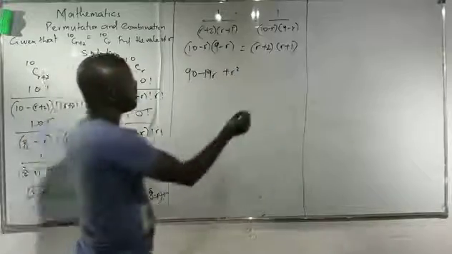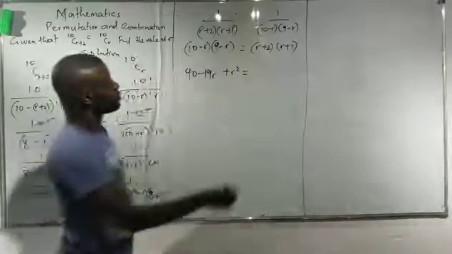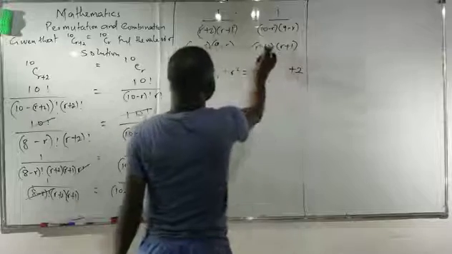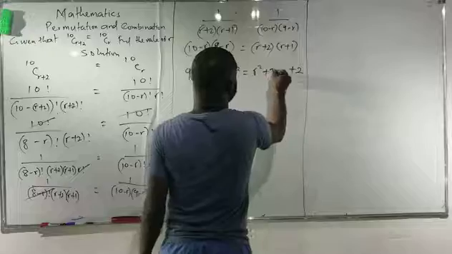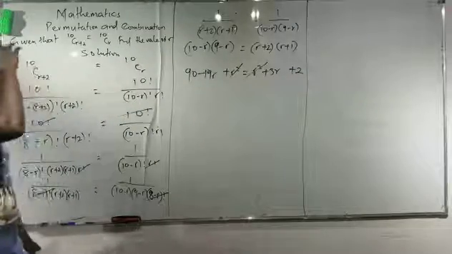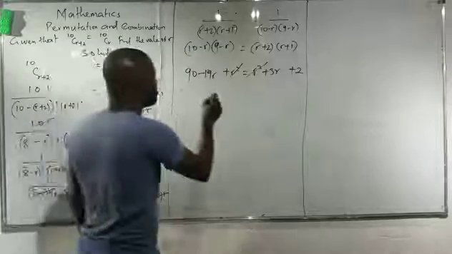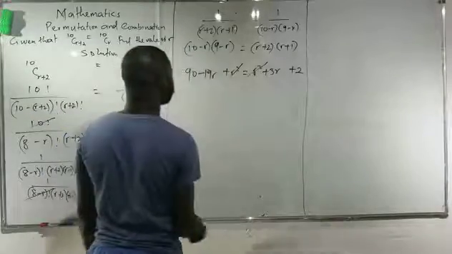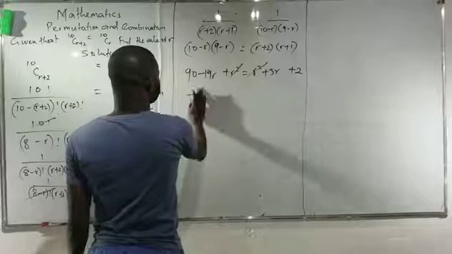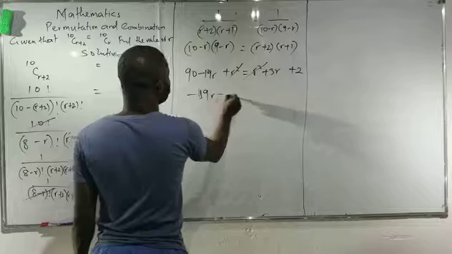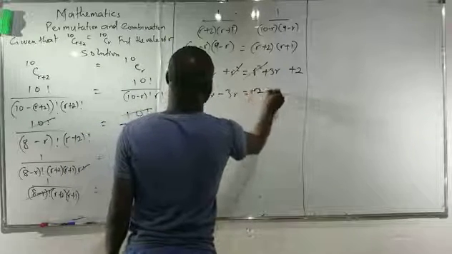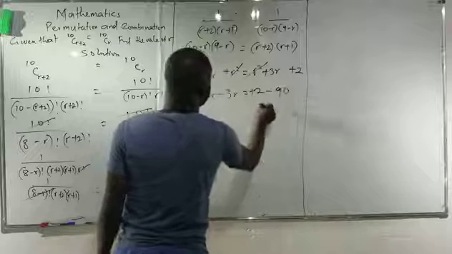Now, this also will give me r squared. And this one will give me plus 2. And this one will be plus 3r. This will cancel this. That is what you just need to know there. And if I try to collect like terms, I'll be having 19r minus 3r equals to plus 2 minus 19.